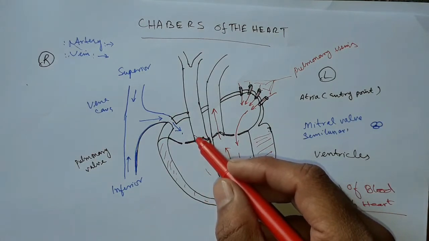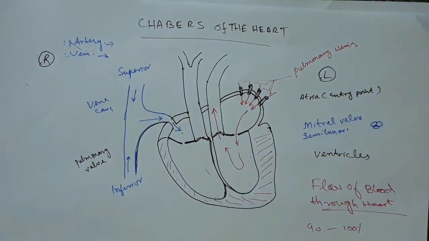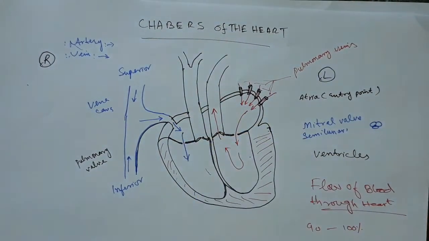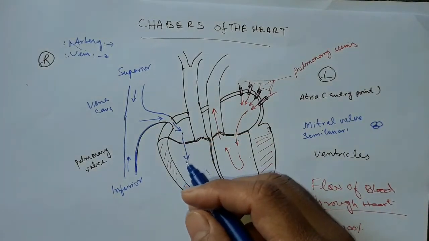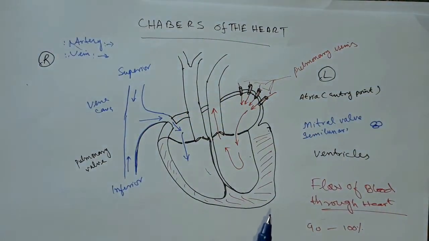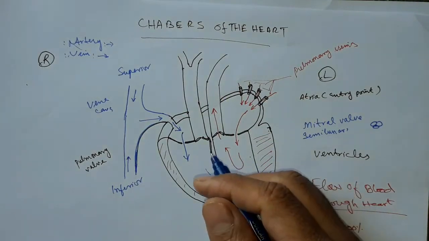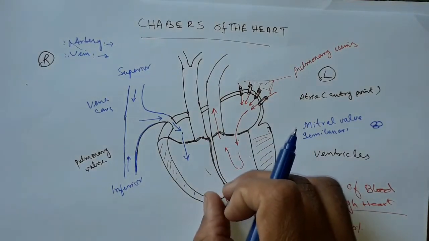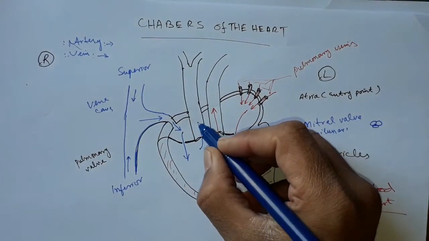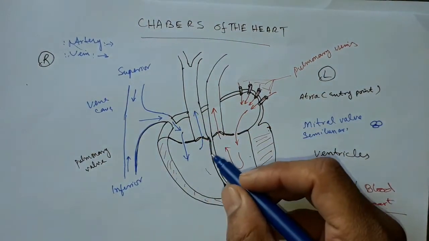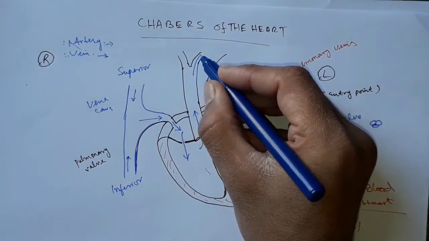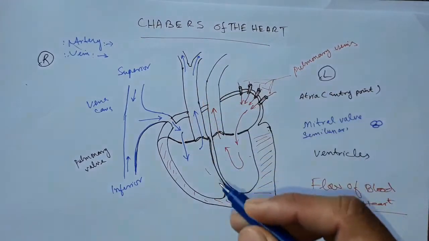From there the blood will flow through the tricuspid valve. This is the tricuspid valve, into the right ventricle. The right atrium will contract and blood will flow into this right ventricle, and when the right ventricle contracts, blood will be ejected through the pulmonary arterial semilunar valve into the pulmonary artery, and this blood will move into each of the lungs.